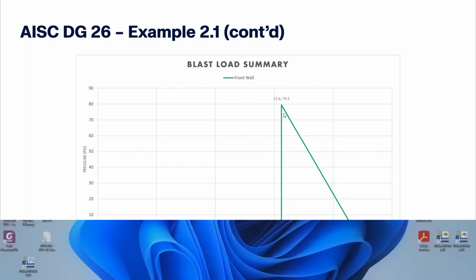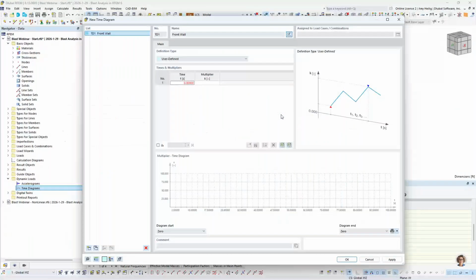So we go back to the program here, and our first point is going to be at time 0 with a multiplier of 0. Remember, we're going to apply this time diagram to that unit load back in that particular load case that I showed you earlier, to tell the program how to vary the load magnitude over a set time.